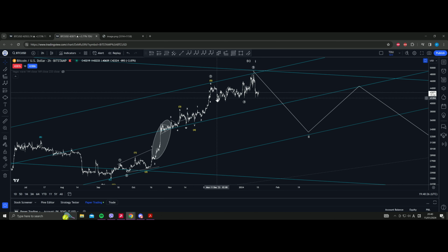So this could have been 4, but also this could have been the wave 4, since you have a little flat here, and then you can build an ending diagonal there. I'm going to show you on another photo.